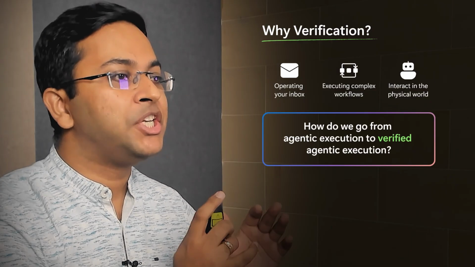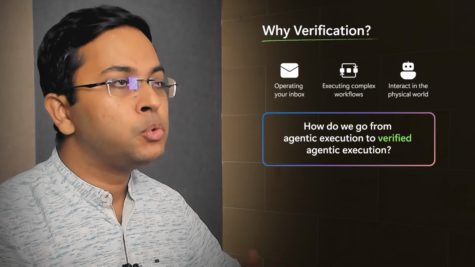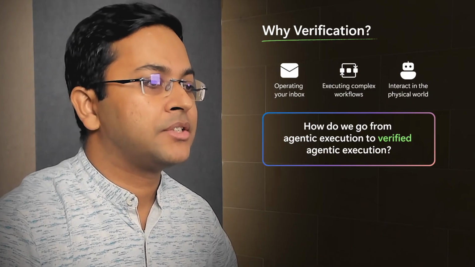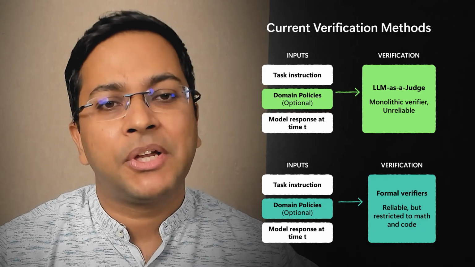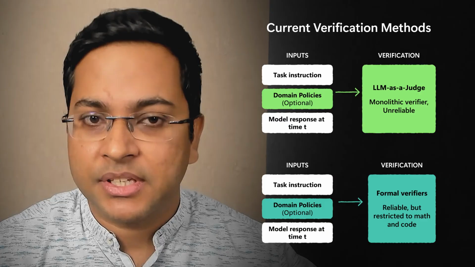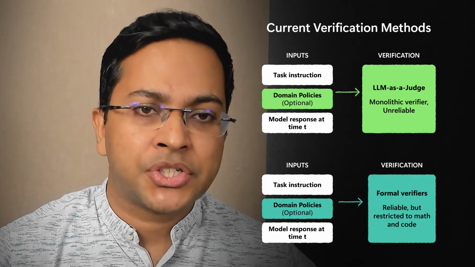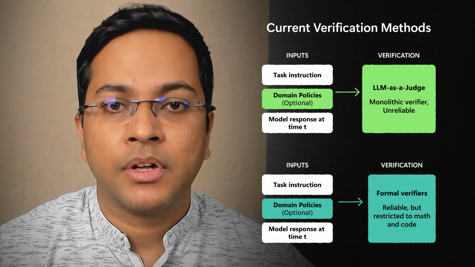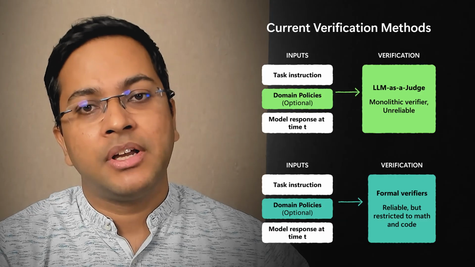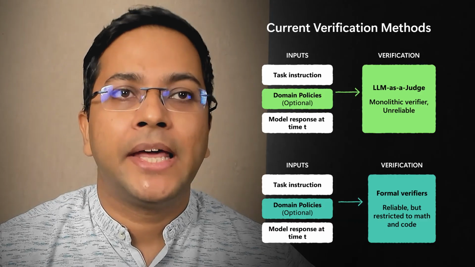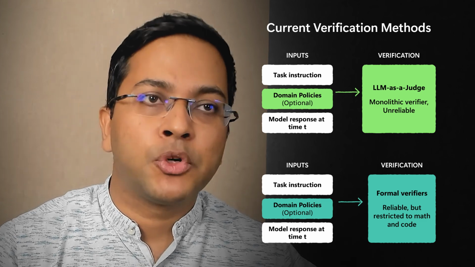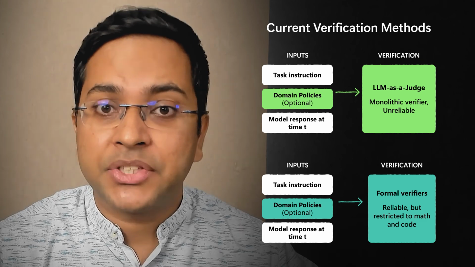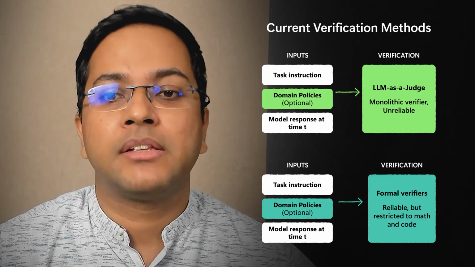So a central question for us is, how do we go from agentic execution, that's today, to a future with verified agentic execution? Let's look at the current verification systems and their limitations. Typically, the verifier would have access to the model response at time t, the task instruction, and even some domain policies. The first approach uses LLM as a judge, but this is a monolithic verifier, and the LLM might miss nuanced errors, and so this is unreliable. In the second approach, we can use formal verifiers. Now, these are reliable, but they're restricted to math and code.